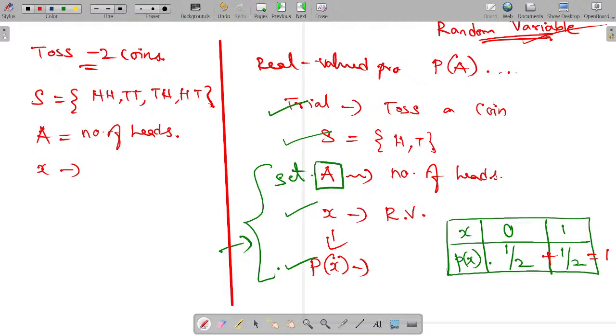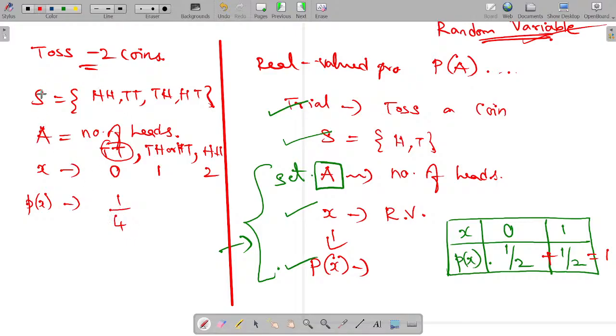In case you toss and get both tails, then 0 heads. In case you toss and get head, tail or tail, head, you'll be getting 1, right? Here 1, only one head. Then head, head, which means 2. Now we assign probability value. When you're getting 0, both tails, the value will be 1 by 4. Am I right?